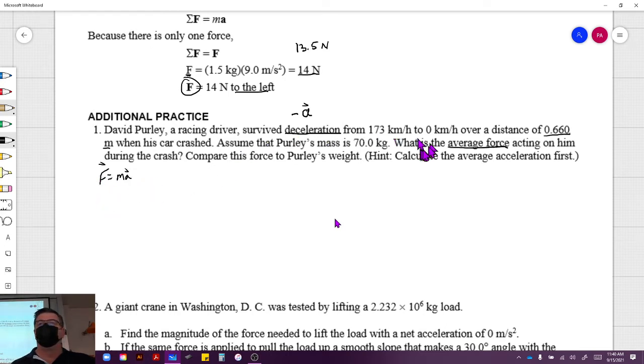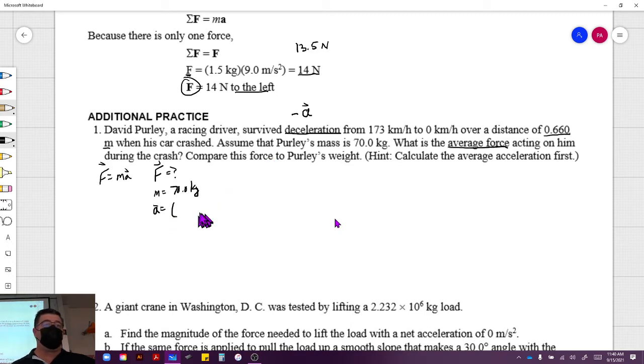We're looking for the force. Force equals, don't know. We have a mass equal to 70.0 kilograms. And we have an acceleration, which we don't really know, but we can figure it out, right? Yeah? Okay, so our average acceleration is going to equal... oh wow, we just have a distance. So we have two velocities and a distance.